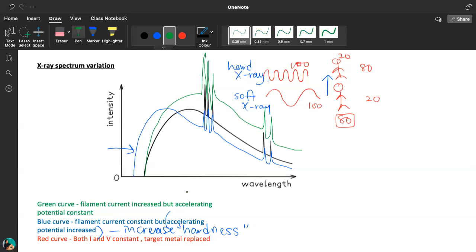Green one is to increase what again? This one is to increase the blackening of the X-ray. So from the tube, you adjust only two things: filament current or the accelerating potential.